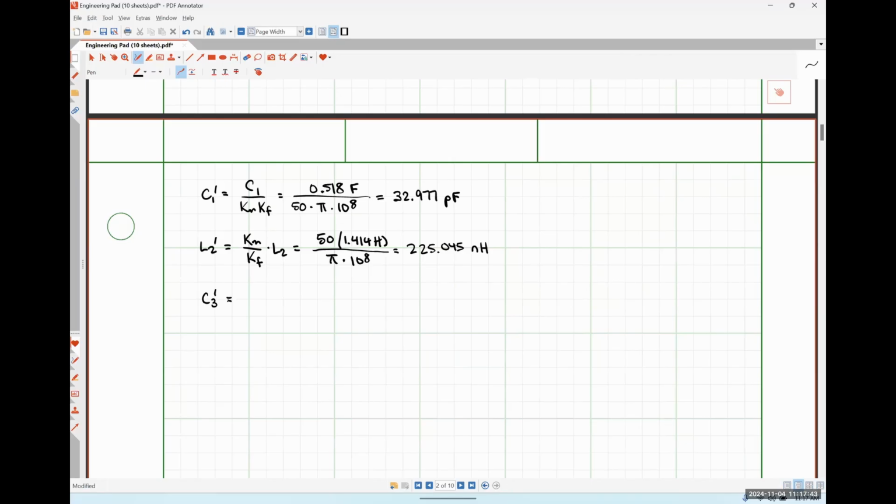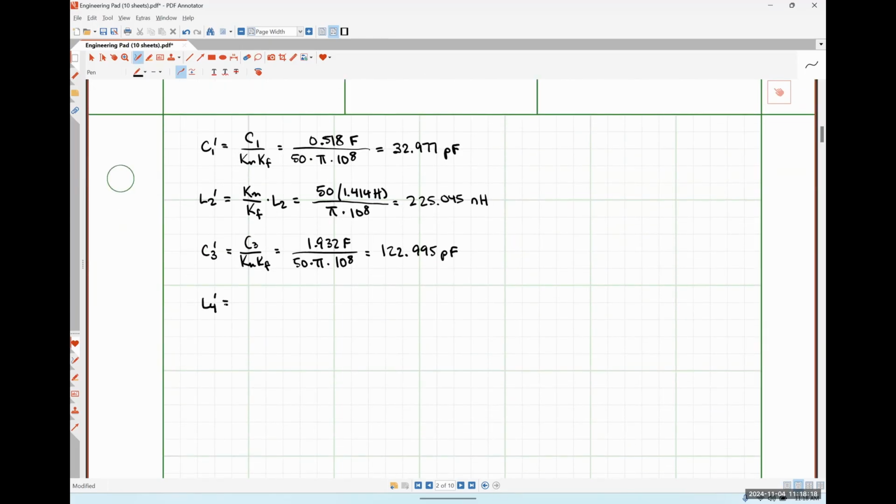C3, we use the exact same relationship. So that's C3 over Km Kf. So that's going to look like 1.932 farads over 50 times pi times 10 to the 8, or 122.995 picofarads.